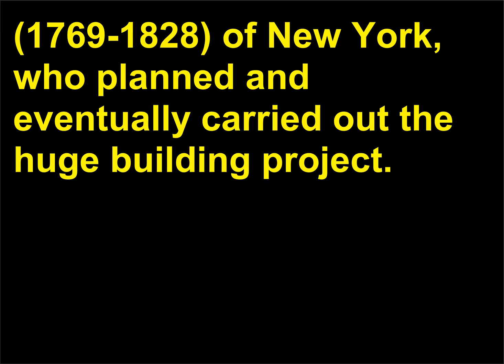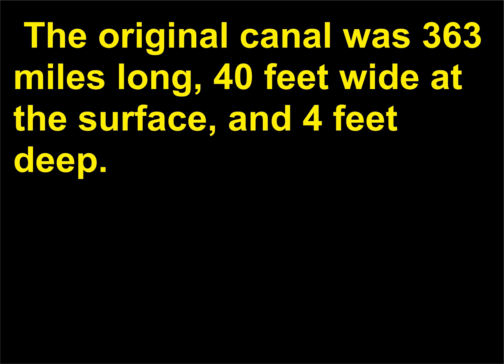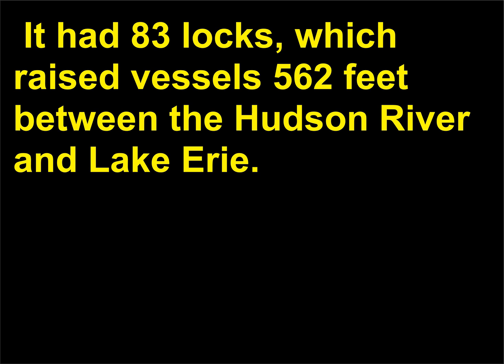1769 to 1828, of New York, who planned and eventually carried out the huge building project. The waterway was funded by the state of New York, which paid just over $7 million to complete it. The original canal was 363 miles long, 40 feet wide at the surface, and 4 feet deep. It had 83 locks, which raised vessels 562 feet between the Hudson River and Lake Erie.